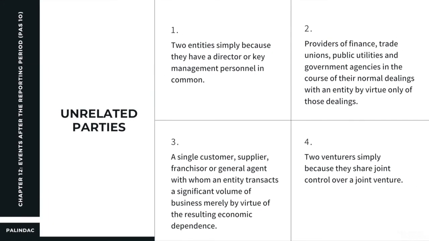Unrelated parties. Unrelated parties include the following: two entities simply because they have a director or key management personnel in common; providers of finance, trade unions, public utilities, and government agencies in the course of their normal dealings with an entity by virtue only of those dealings; a single customer, supplier, franchisor, or general agent with whom an entity transacts a significant volume of business merely by virtue of resulting economic dependence; and two venturers simply because they share joint control over a joint venture.